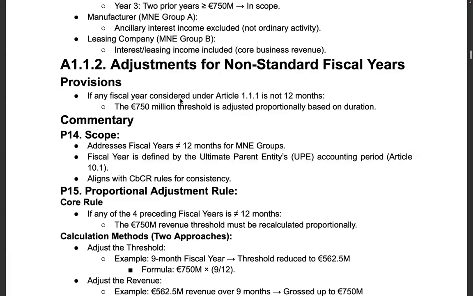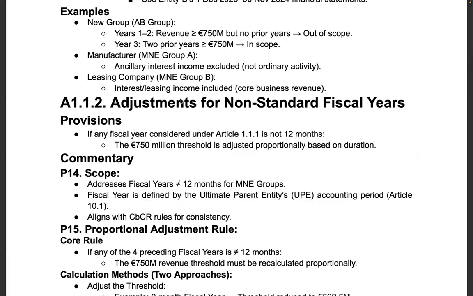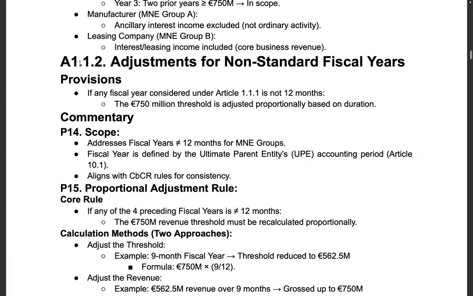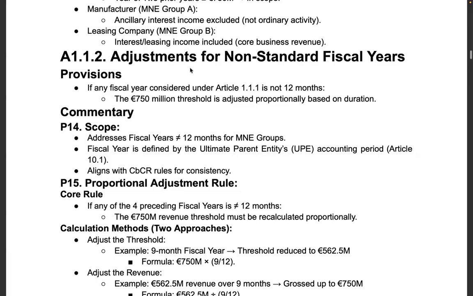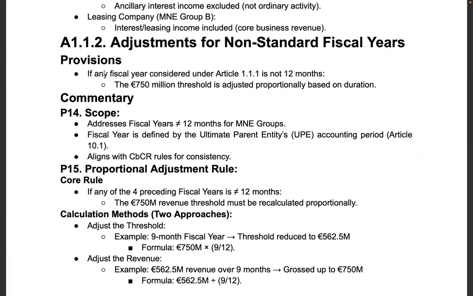What we just saw was Article 1.1.1 on application of the GloBE rules. Now we're coming to Article 1.1.2, which is for the adjustments for non-standard fiscal years. So let us look at the bare law provision of that. I can't call it law, but let's say bare rules provision for that.